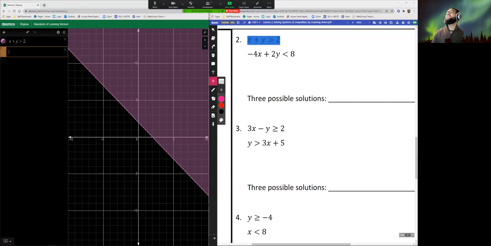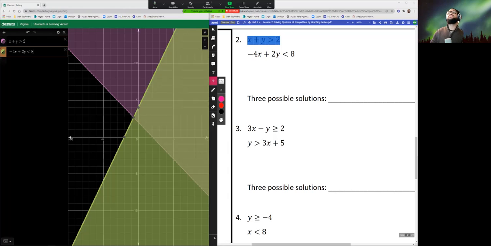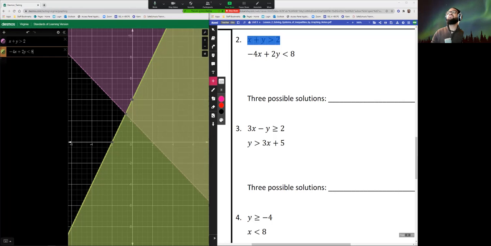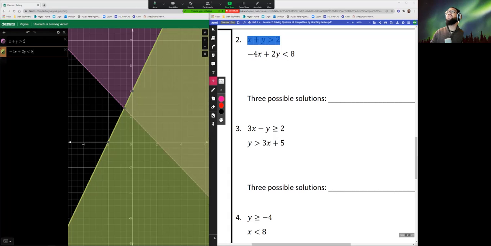Now let's type in this next one. Negative 4x plus 2y is less than 8. Right? So we see we've got 2 dashed lines. We won't pick anything that's on a dashed line as a solution, but we have all these possible points to pick for a solution. You go ahead, I'll pick 2.